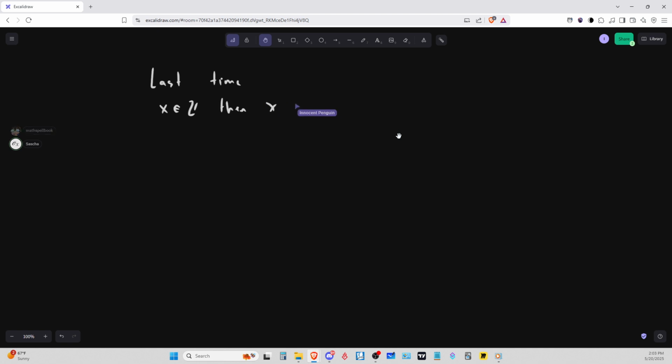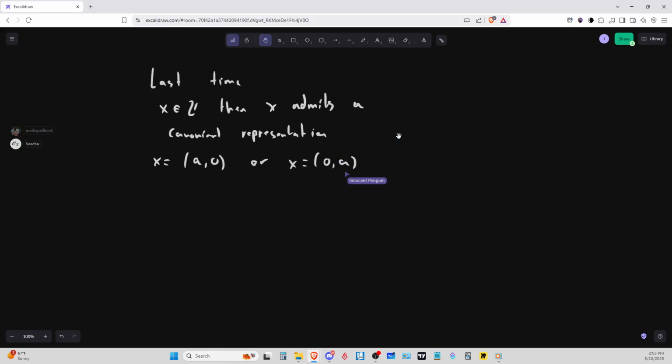So last time we proved that if x is an integer, then x admits a canonical representation. Last time we showed that x will be equal to either a pair of this form or this form, where a is some kind of natural number. We spent a couple of sessions showing that this decomposition always exists and it's unique. And we said, well, we're kind of sick of writing pairs like that every time. So now we will just write as a shorthand x is equal to a and x is equal to minus a. So that was what we did last time.